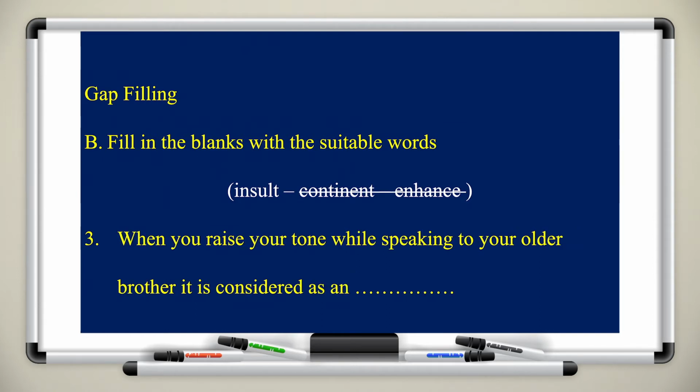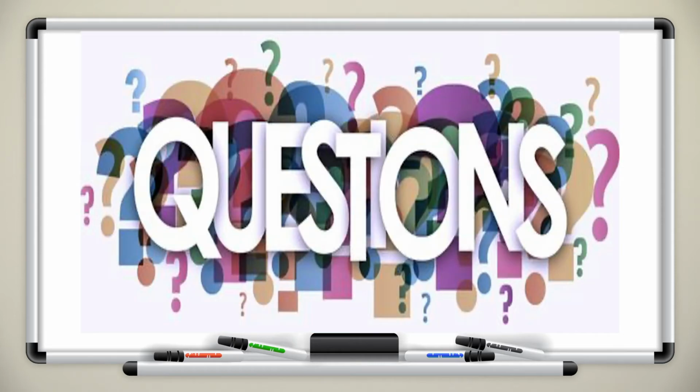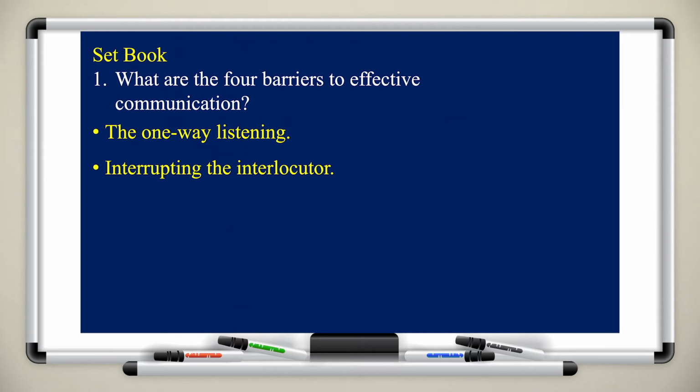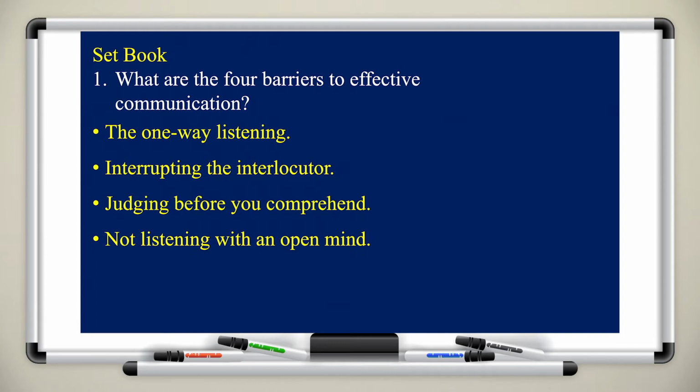Now, number 3, when you raise your tone while speaking to your older brother, it is considered as an insult. Now, how about the set book questions? What are the 4 barriers to effective communication? Number 1, one-way listening. Number 2, interrupting the interlocutor. Judging before you comprehend. Not listening with an open mind.